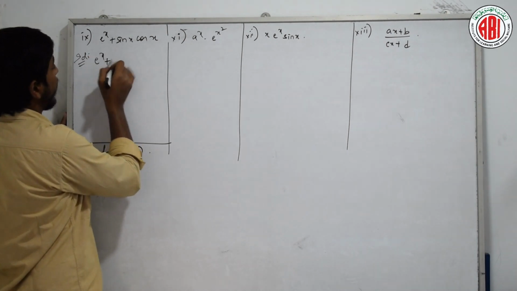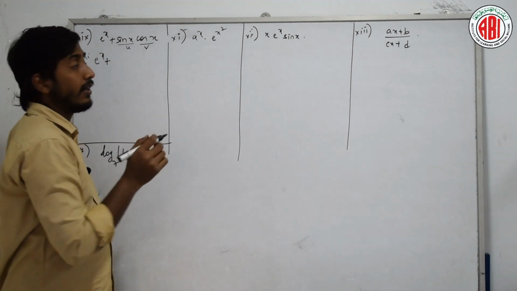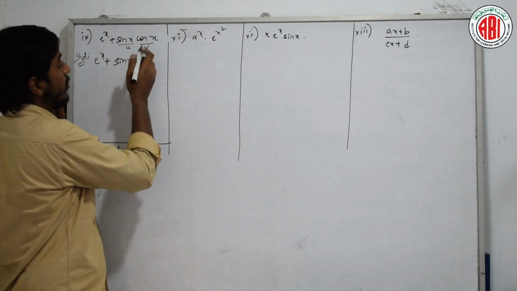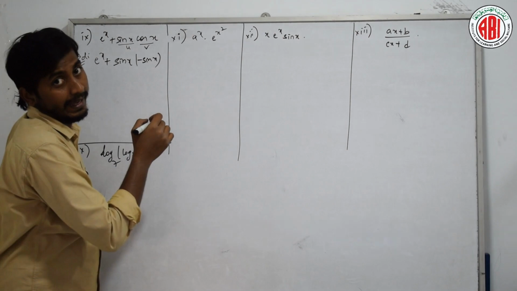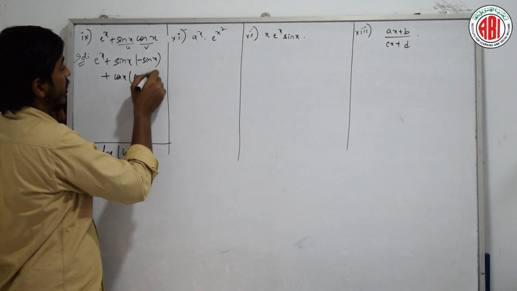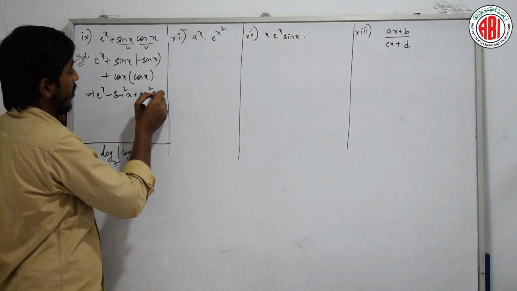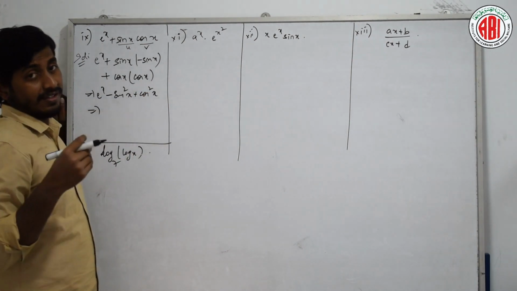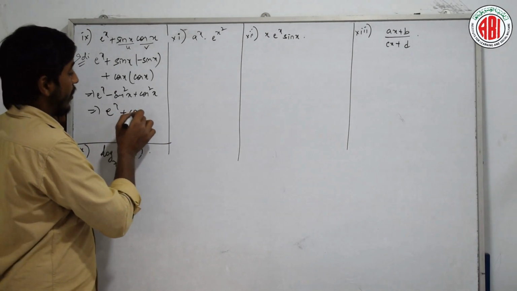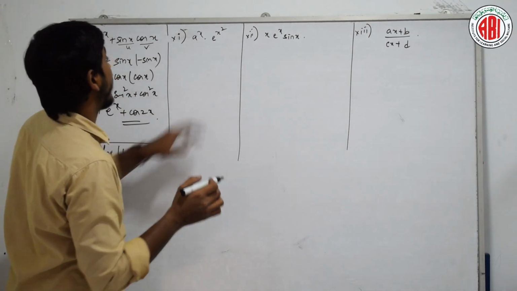Differentiation of e power x is e power x. Here let us take this as u and let us take this as v. From now I am going to write it directly. That is differentiation of sin x into cos x is sin x into the differentiation of cos x, which is minus sin x, plus cos x as it is, times the differentiation of sin x, which is cos x. Therefore, my answer is e power x times minus sin square x plus cos square x. If someone is very excellent in trigonometry, he can write it as cos square minus sin square, which is cos 2x.